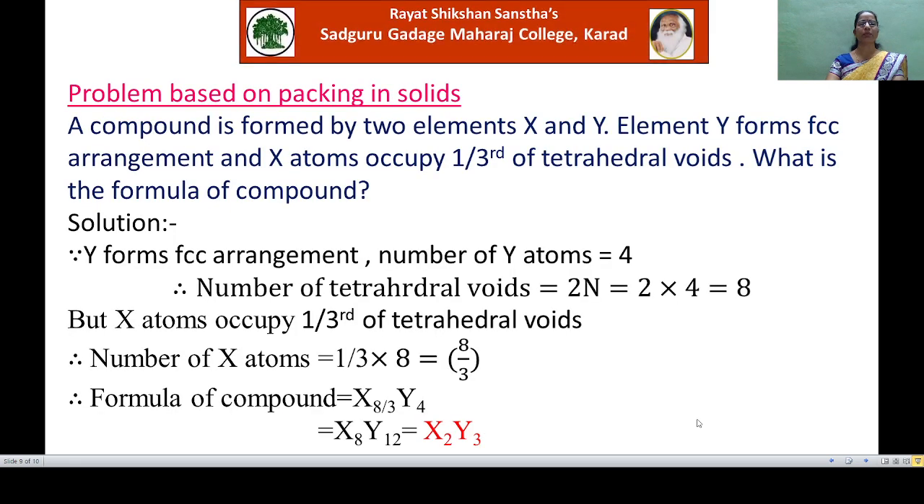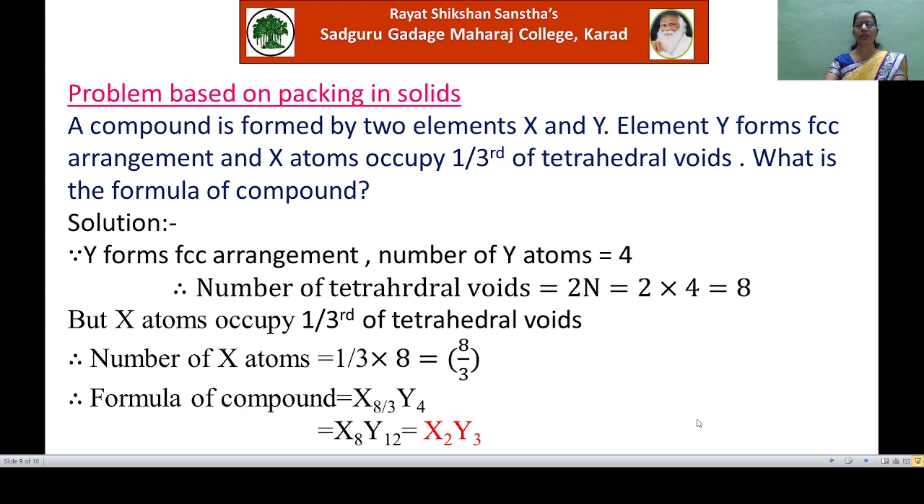Now see the problem based on packing in solids. I will read it. A compound is formed by two elements, X and Y. Element Y forms FCC arrangement and X atoms occupy 1/3 of the tetrahedral voids. What is the formula of compound? Here we have to deduce the formula of compound with the help of arrangement of atoms in the voids. Now see how it is determined.